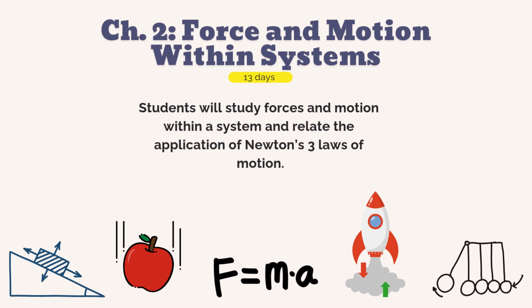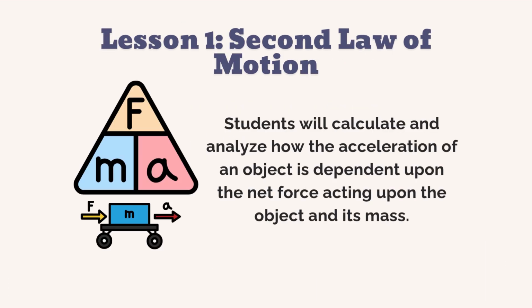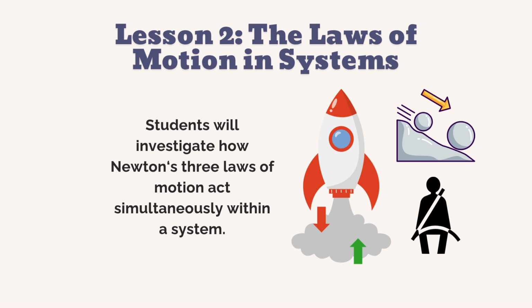In Chapter 2, students will study forces and motion within a system and how they are related and applied to Newton's 3 laws of motion. In Lesson 1, students will calculate and analyze how the acceleration of an object is dependent upon the net force acting upon the object and the mass of the object using Newton's second law of motion. In Lesson 2, students will investigate how Newton's 3 laws of motion act simultaneously within a system.